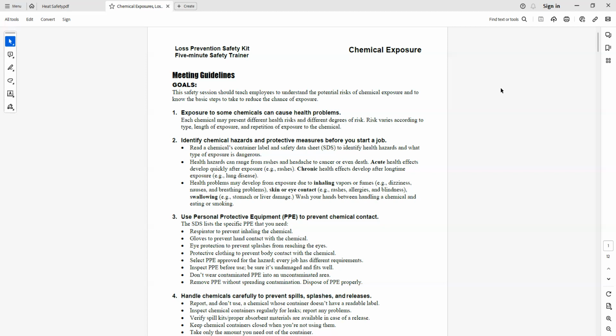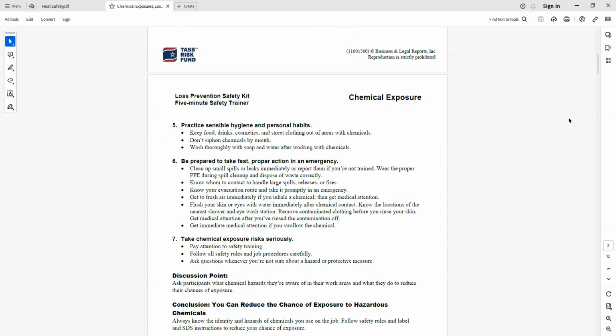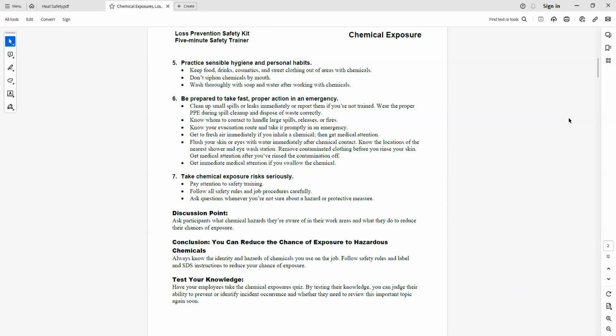Keep chemical containers closed when you're not using them, and take only the amount you need out of the container. Use chemicals only in work areas that meet the SDS ventilation requirements. Number 5, practice sensible hygiene and personal habits. Keep food, drinks, cosmetics, and street clothing out of areas with chemicals. Don't siphon chemicals by mouth, and wash thoroughly with soap and water after working with chemicals.